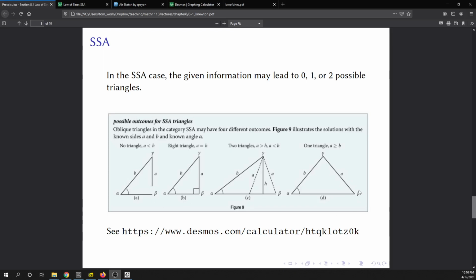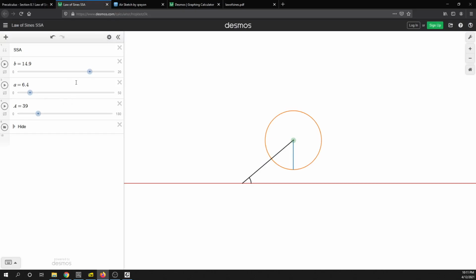If you want to look at this a little more dynamically, you can take a look at this link here. In this link, you can adjust the angles that you're given. I phrase these in terms of capital A and little b. A would be the angle that the black side makes with this red side here, and b would be the length of that black side. Then little a would be the side opposite angle A, and that's this blue side right here. And then you can take a look at the 3 cases.